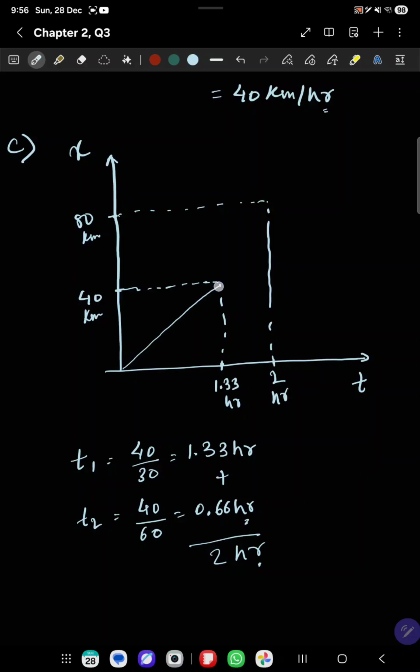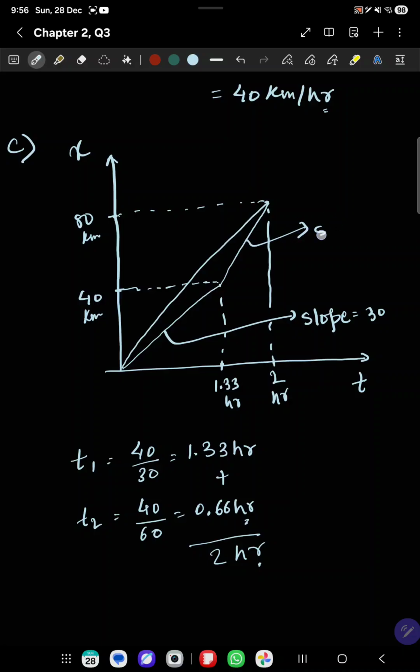So we can plot, this is the first part of the slope, this is the second part, and this line from here directly combined to this point will give us the average velocity. So if I just write the slope, this slope will be 30, this slope will give us a value of 60, and this slope will give us a value of 40, which is the average velocity. So this is the total answer that we need to find out in this question.